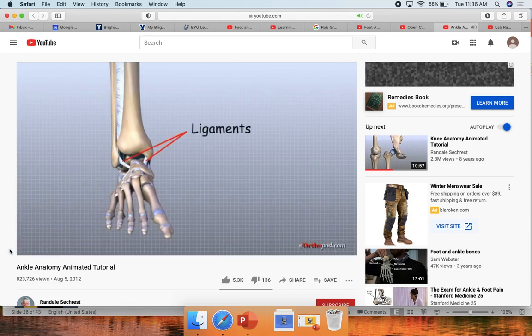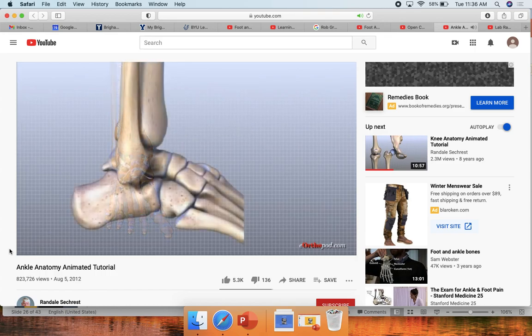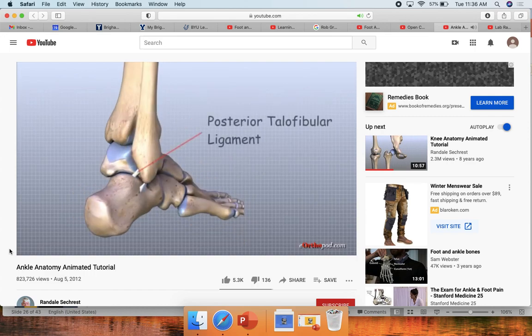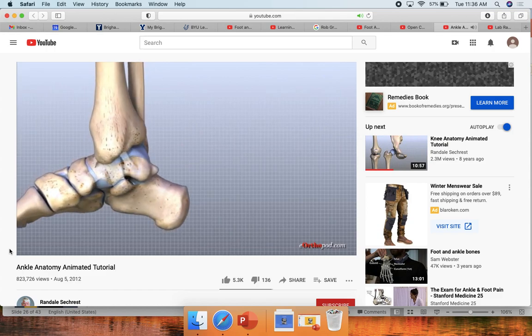Both sides of the ankle joint help hold the bones together and stabilize the ankle. 3 ligaments make up the lateral ligament complex. These include the anterior talofibular ligament, the calcaneofibular ligament, and the posterior talofibular ligament. A group of ligaments, together called the deltoid ligament, support the medial side of the ankle.